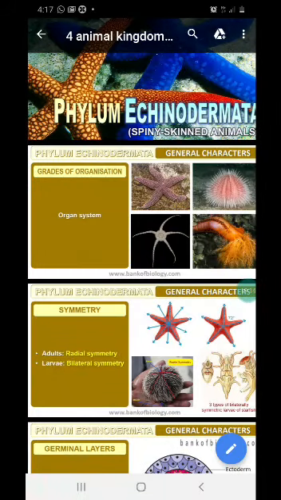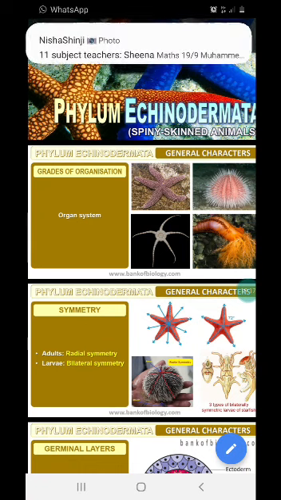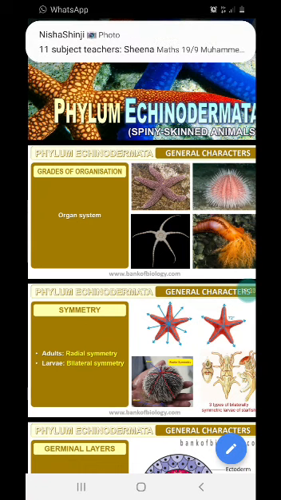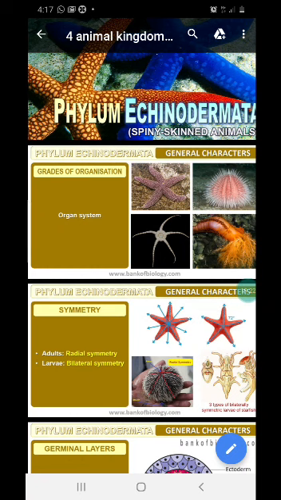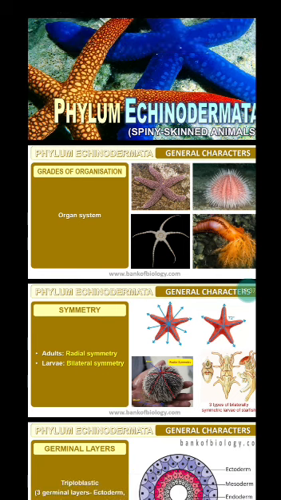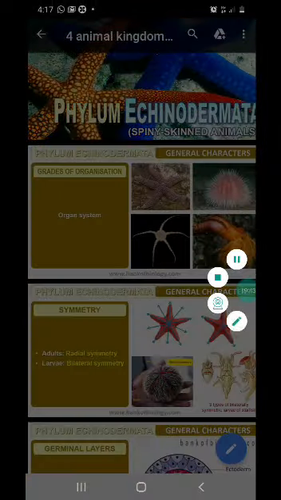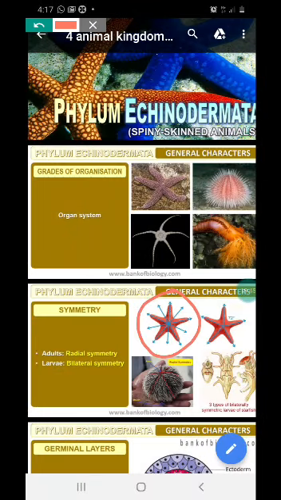Now coming to the last phylum, Echinodermata, which means spiny skinned animals. Coming to the general characters, they possess organ system level of organization. The organisms possess radial symmetry, and the larvae possess bilateral symmetry. This is shown here: radial symmetry, and this shows bilateral symmetry. Clear? And they are triploblastic as well as coelomate organisms.